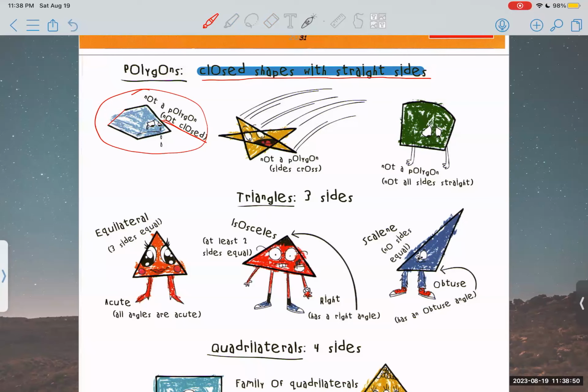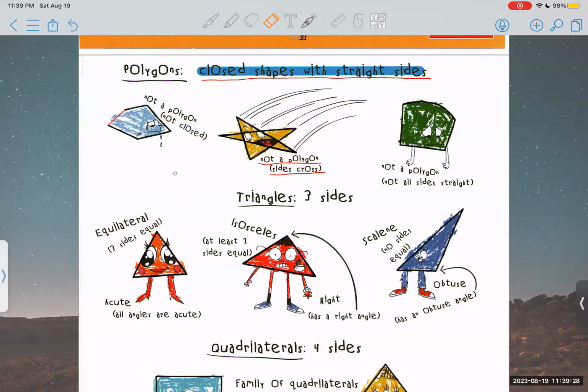Okay, right here. So let's look at the second one, the star. Is it a polygon? No, it's not a polygon because the sides cross. So we see that these sides cross each other. So that is not a polygon. Right, if we have something like this, pretend the lines are straight, please. Then it would be a polygon. Just pretend the lines are straight. Sorry for my drawing. It's very ugly.